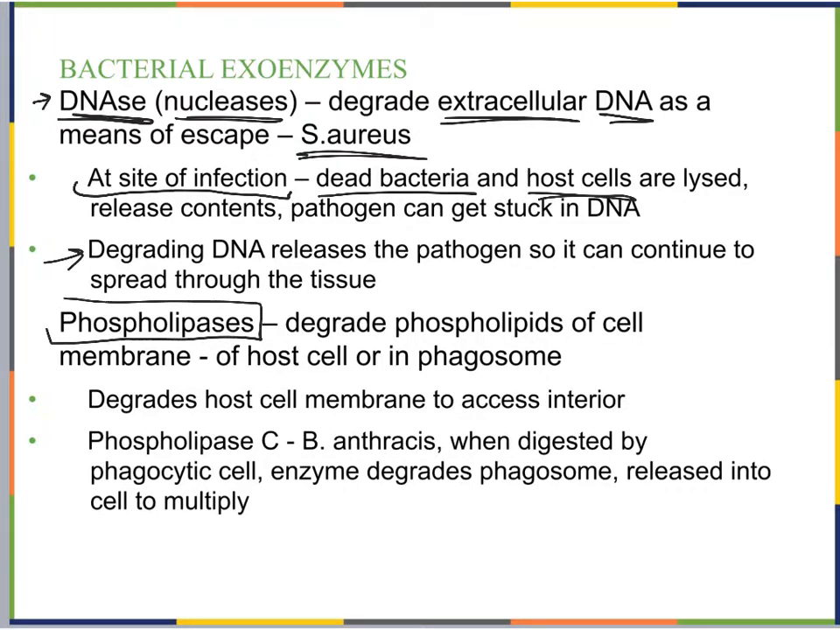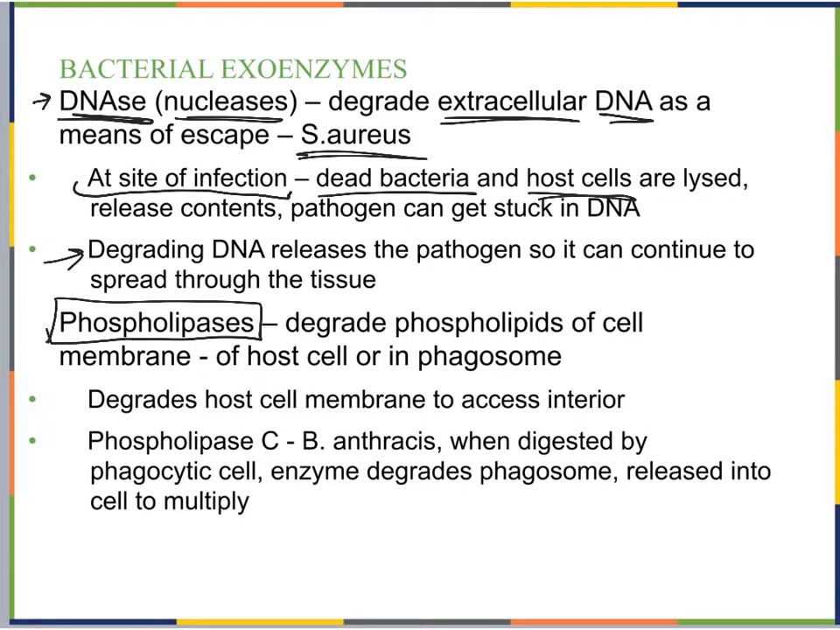Another bacterial exoenzyme are the phospholipases. As its name implies, it degrades the phospholipids of a cell, so that's their cell membrane. And it can do this either of the host cell, so once it attaches itself to a host cell, it can then start to degrade that plasma membrane to get inside of the host cell and get to some of those nutrients, or in the phagosome. So remember, the phagosome is when we have a white blood cell. The white blood cell grabs onto the bacteria and brings it into itself through phagocytosis.